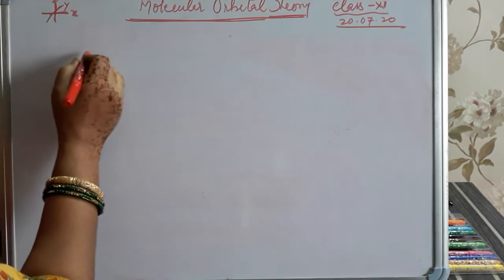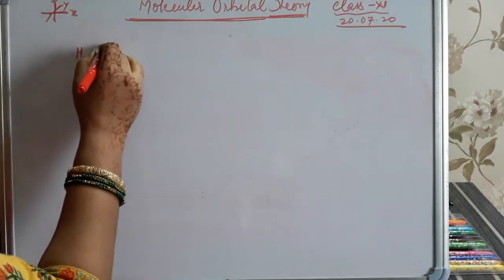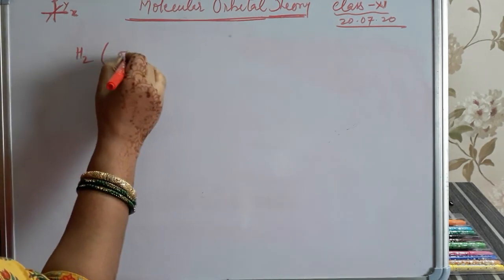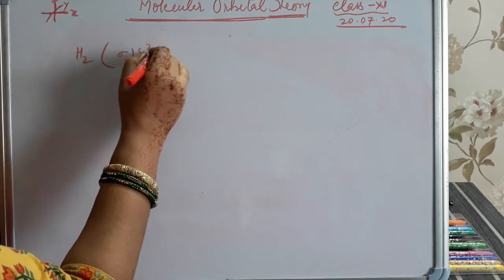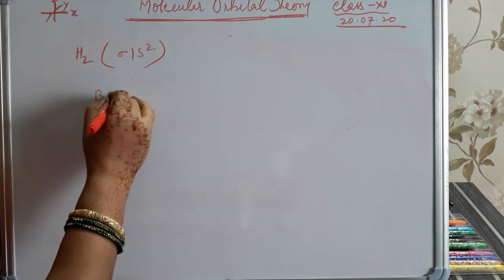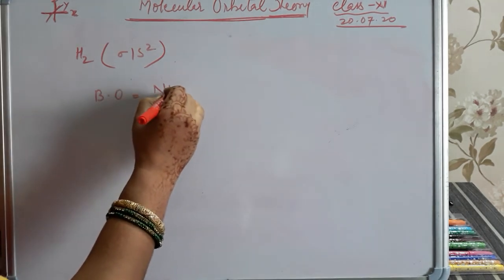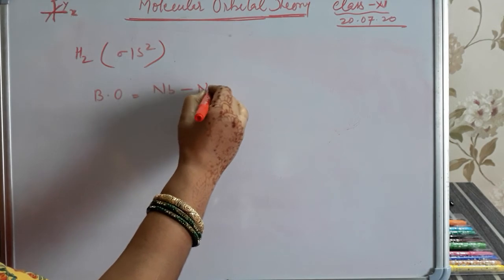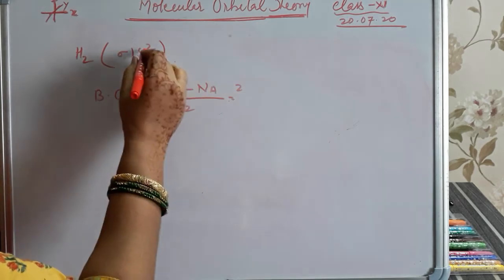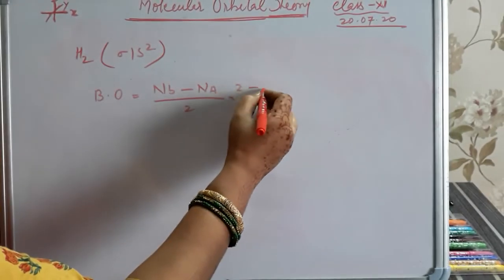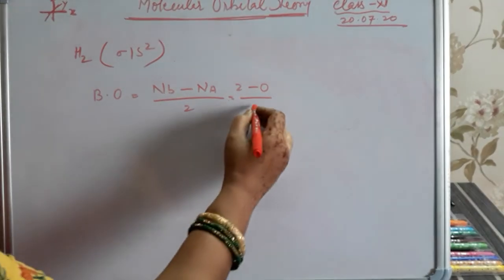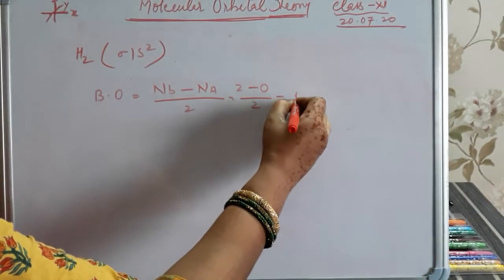Suppose we have hydrogen, and how many electrons? Only 2 electrons. So we write down the configuration 1s2 simply. So how can we find out the bond order? Bond order means bonding minus anti-bonding, divided by 2. How many bonding? 2 bonding electrons. Anti-bonding, no anti-bonding orbitals contain electrons, and divided by 2, so it comes 1.